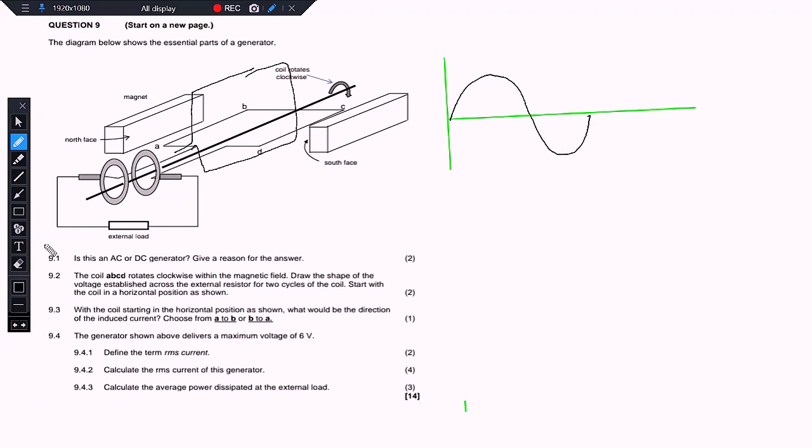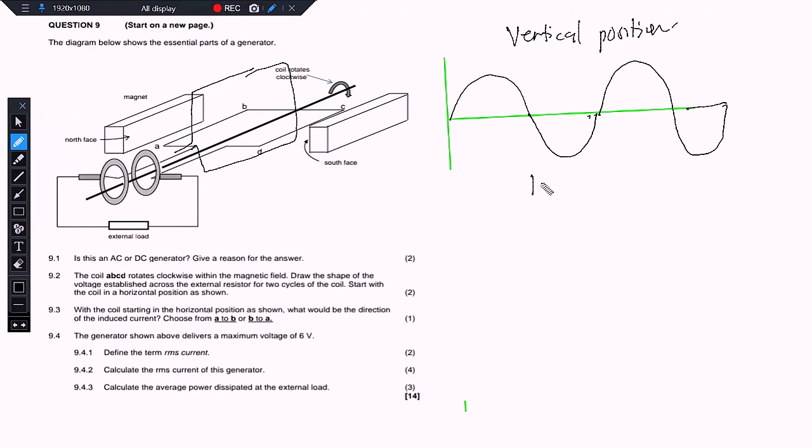Remember, this is 1 cycle. I need to take art classes because, wow. Then this is 1 cycle. And then this is another cycle. So normally this is the graph that you would have for an AC if this was in vertical position. So if this was in vertical position, this is the type of shape that you would have, right?